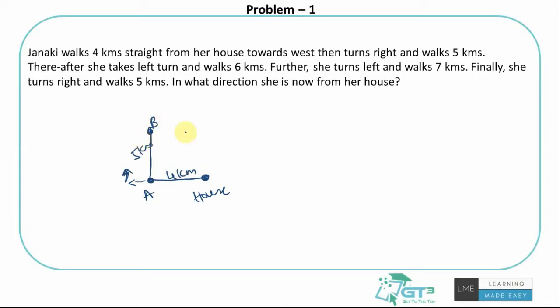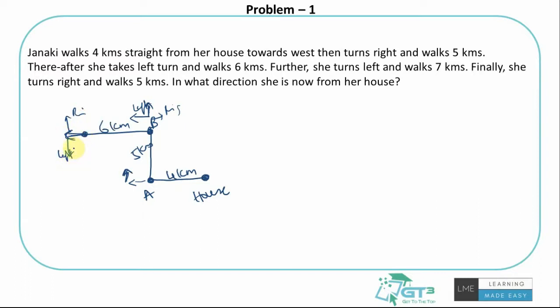Point B. Thereafter she takes a left turn, which would be this. So she took a left turn, which means she's again facing west, and walks for 6 kilometers. Further she turns left. She is now facing this direction. She again took a left turn, which would be this direction. This is the right and this is the left when she is facing the west.